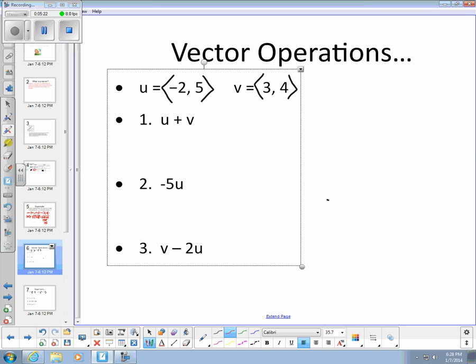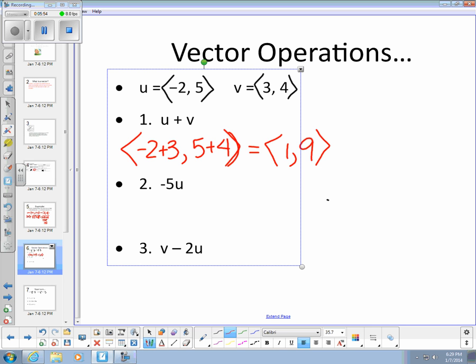If I want to add vector u and vector v, then I'm going to take my horizontal components, -2 and 3, and add those together to get my new component. And I'm going to do the same thing for the verticals, the ones that are in the y position. So 5 plus 4. When I simplify that out, I'm going to get 1 and 9 as the components for my new vector. That's the addition. I'll show you graphically what that means in just a minute.